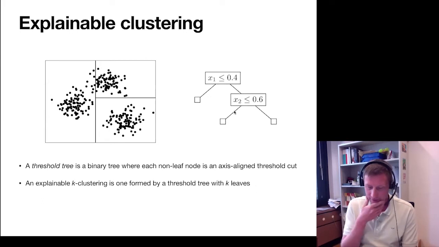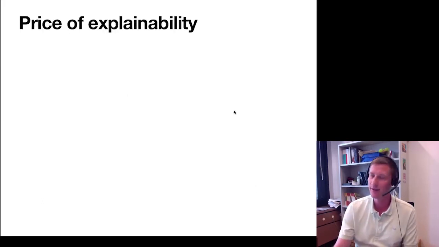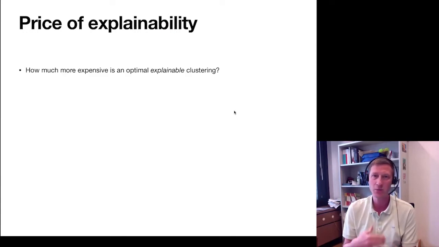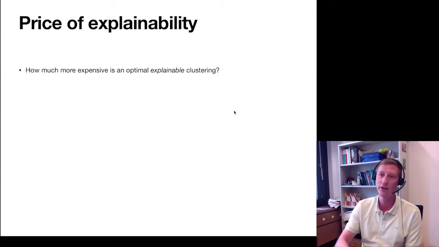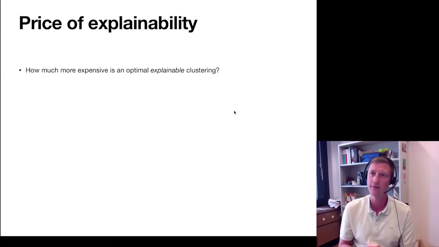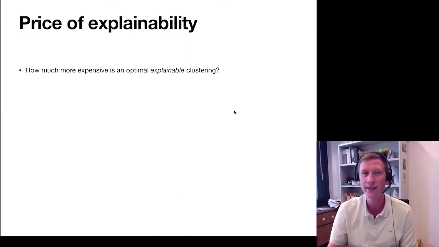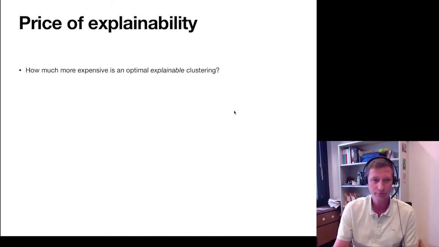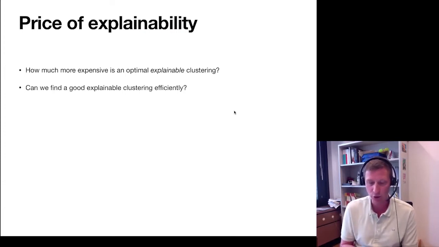Okay, so if that's clear, you can imagine several questions arising. Maybe the first question is the price of explainability, meaning how much more expensive is an optimal explainable clustering compared to an optimal unconstrained clustering? So if you look at the optimal k-median clustering, how much more do you have to pay to have it explainable? And if you have such a structural result, you could also hope to efficiently find an explainable clustering.